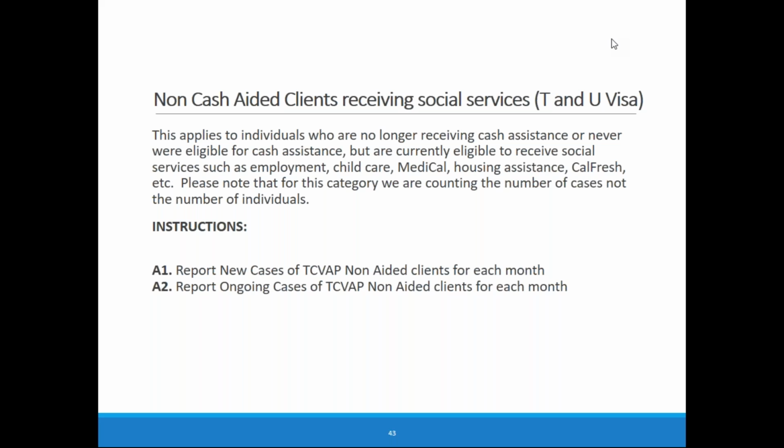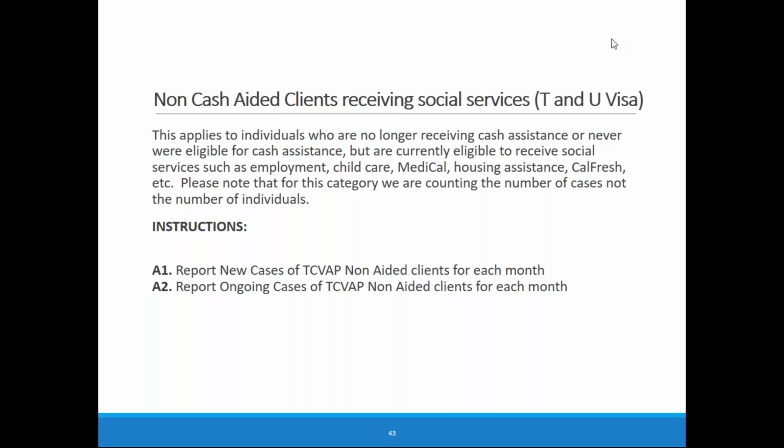which applies to individuals who are no longer receiving cash assistance or never were eligible for cash assistance, but are currently eligible to receive social services such as employment, childcare, Medi-Cal, housing assistance, CalFresh, or other eligible programs. This data is used to formulate allocations for services in the TCVAP for those clients not receiving cash aid.